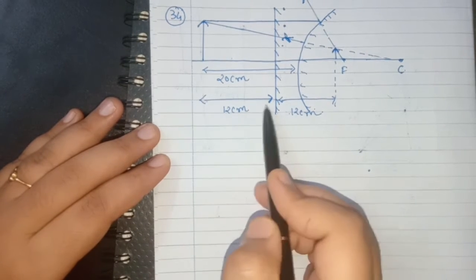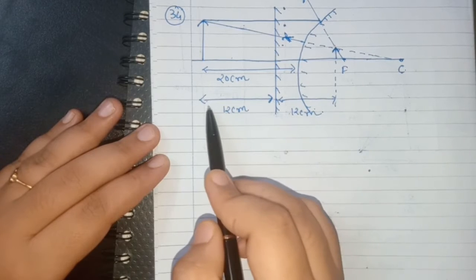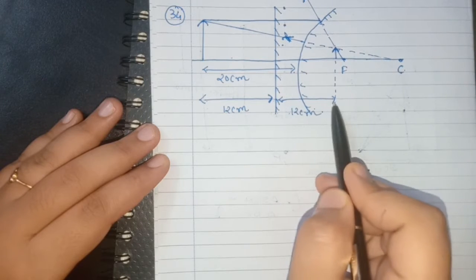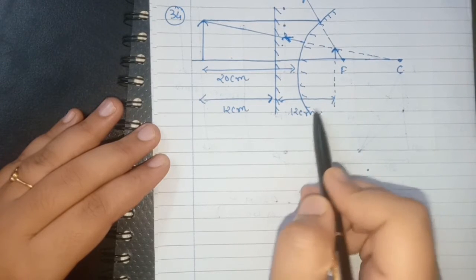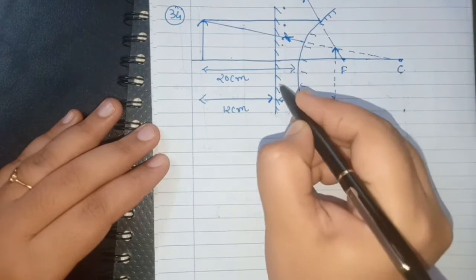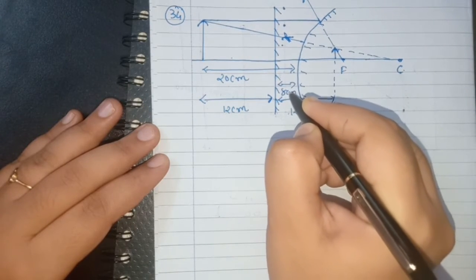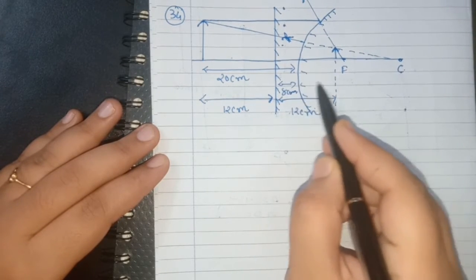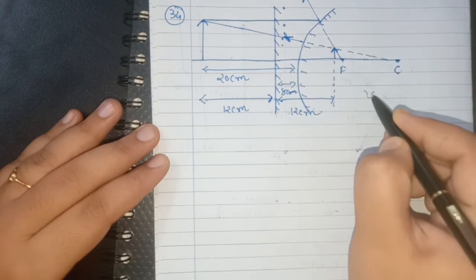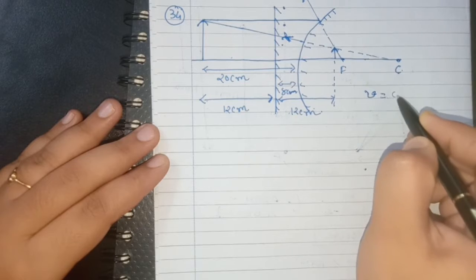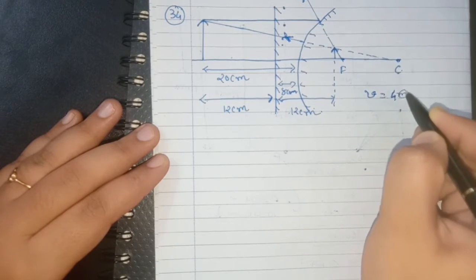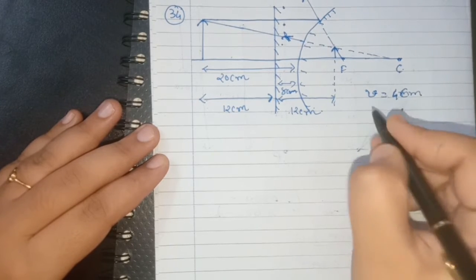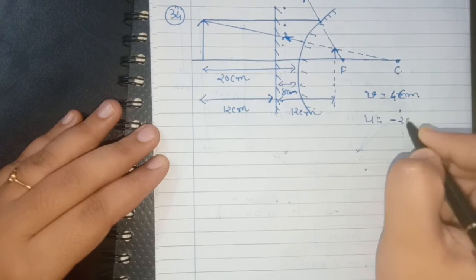Here, the distance of object from the mirror is 12 cm. So distance of virtual image formed by plane mirror will also be 12 cm. Here the distance between these two mirrors will be 8 cm. So this image should be at distance 4 cm. So from the convex mirror, image distance will be 4 cm. As it is virtual, image distance will be positive. Object distance is minus 20 cm.